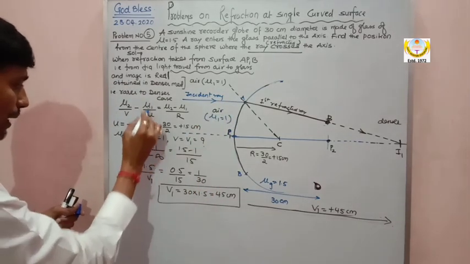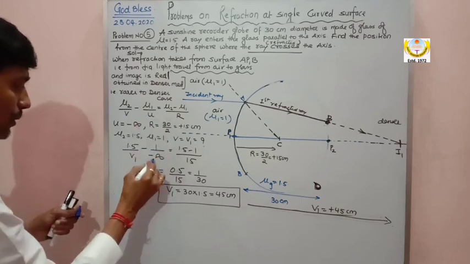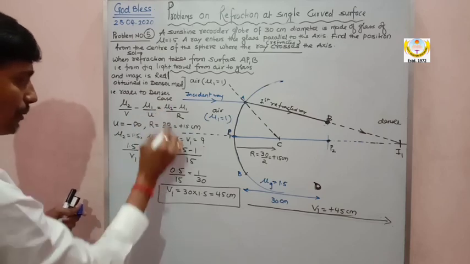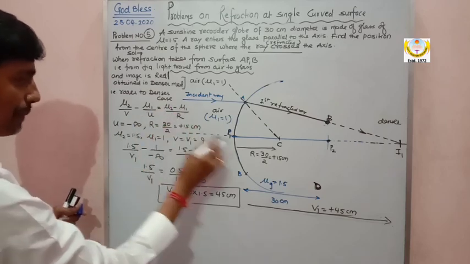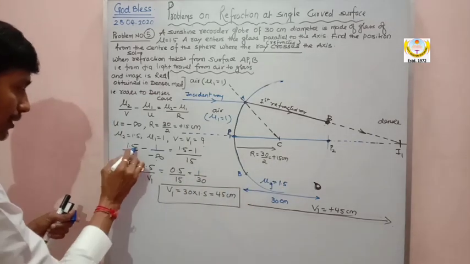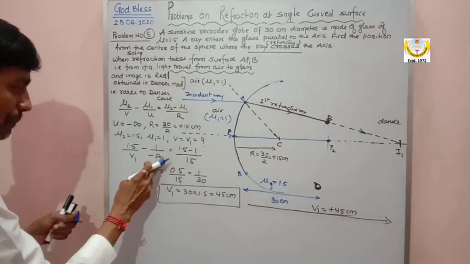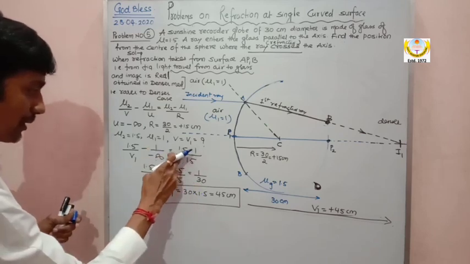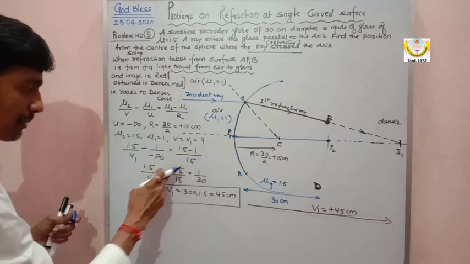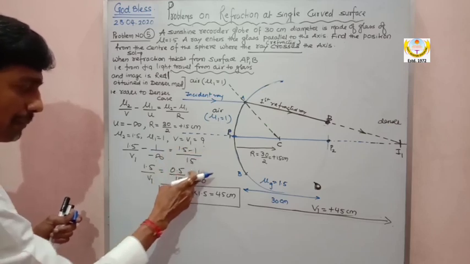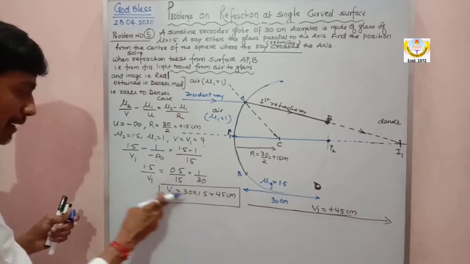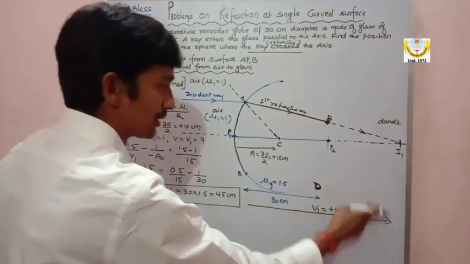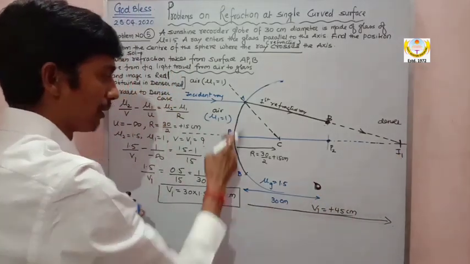So here it is mu1 as 1 divided by U, and U is minus infinity, is equal to mu2 1.5 minus mu1 1 divided by R, which is plus 15 centimeter. So this is 1.5 divided by V1, and 1 by infinity is 0, the reciprocal of infinity is 0. This is equal to 1.5 minus 1, which is 0.5, divided by 15, and 0.5 divided by 15 will be 1 by 30. So what will be V1? V1 will be 30 into 1.5, that is 45 centimeter. I observe the I1, that is V1, from the pole.